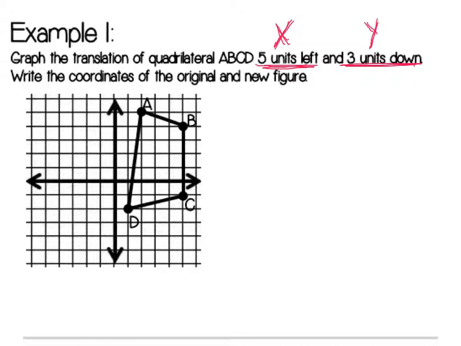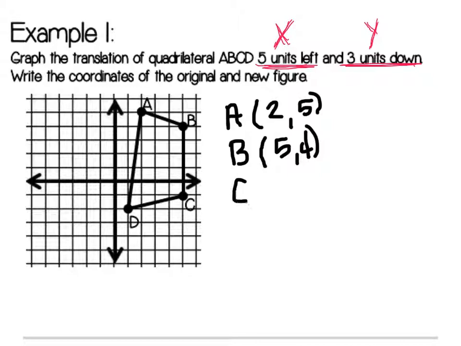And we're going to write down our coordinates for point A. Point A is at the ordered pair 2, and it's up 1, 2, 3, 4, 5. So this ordered pair is at 2, 5. Point B is at the ordered pair 5, 4. Point C is at the ordered pair 5, negative 1. And point D is at the ordered pair 1, negative 2.